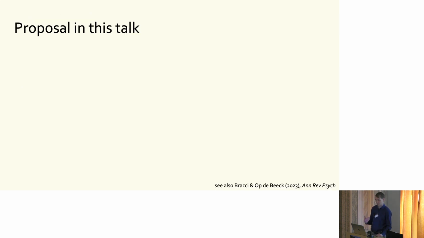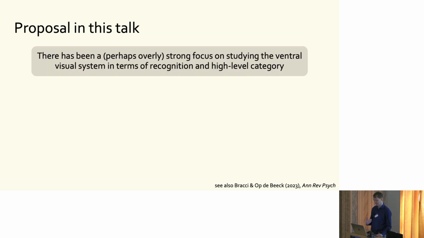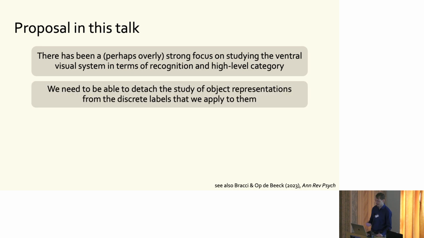So what I want to propose in this talk, and I'm not necessarily the first person to propose this, of course, is that there has perhaps in the past been a bit of an overly strong focus on studying the ventral visual system in terms of recognition and high-level category. And I think we need to be able to detach the study of object representations from the discrete labels that we apply to them.